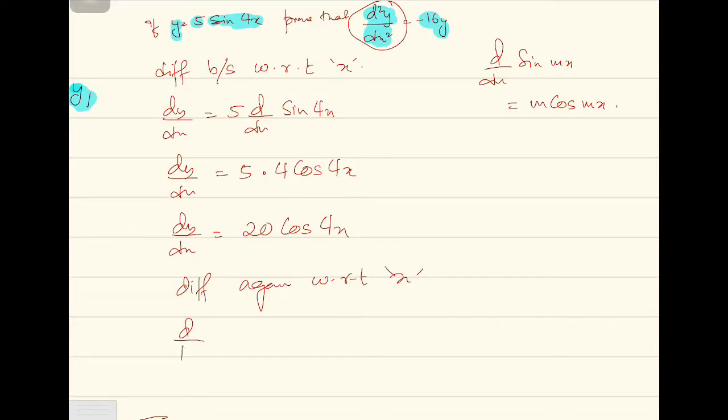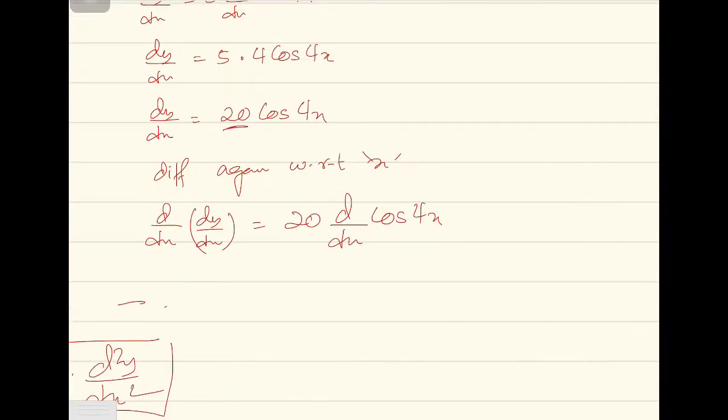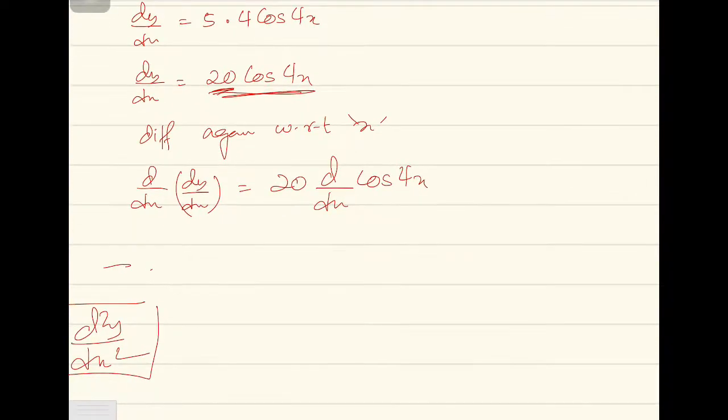This will give me d/dx of dy by dx, and that side 20 out, constant, d/dx of cos 4x. Okay, remember this. So this constant will come out. No need to use product rule here. Some of you have still been using the product rule. Okay, that would not be correct. That will be a lengthy method. So now finally this gives me d2y by dx square.